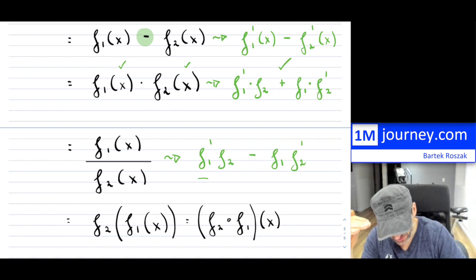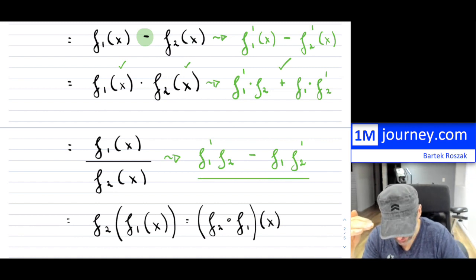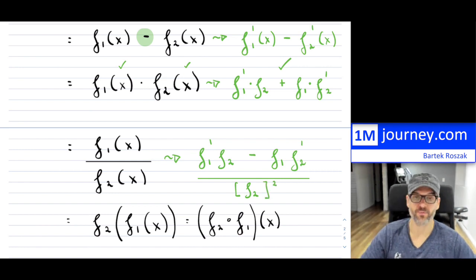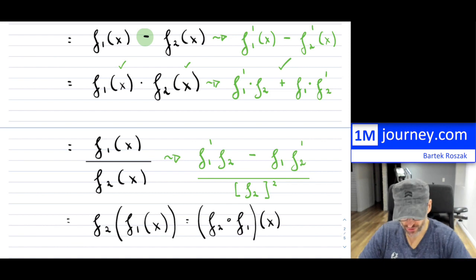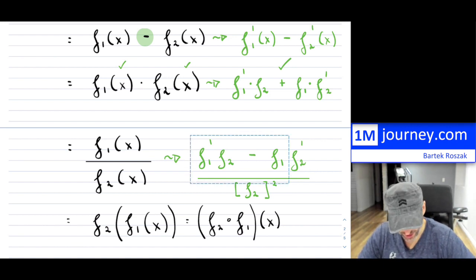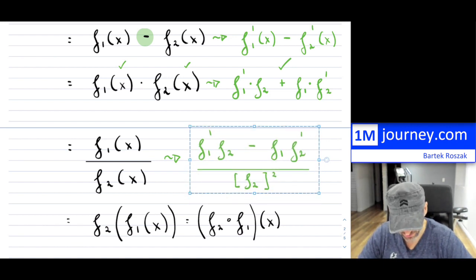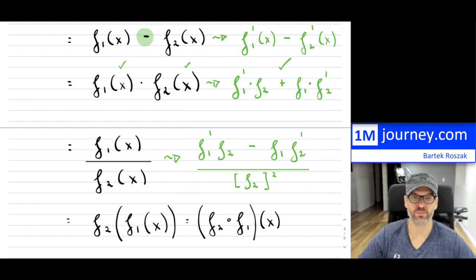The only thing that you please don't forget, I certainly do at times, is that you still have to take your second function, put it in the denominator and square it. That is known as the quotient rule. It's probably one of the harder ones to remember. There's a little bit more to remember here than some of the other ones, but that is the quotient rule.